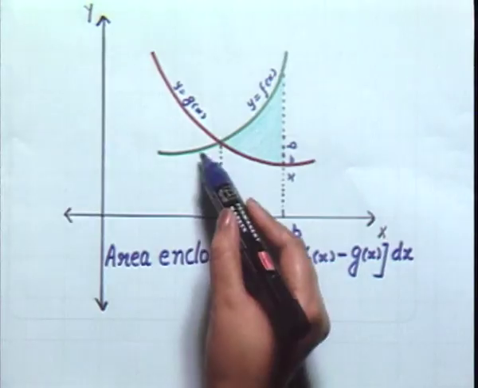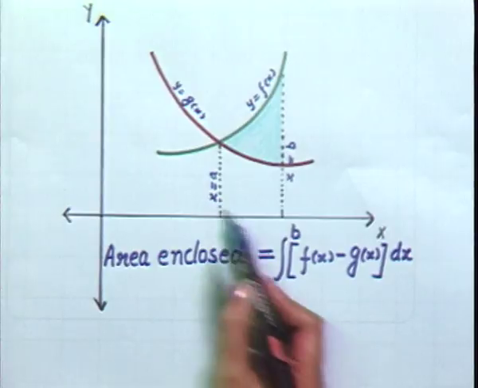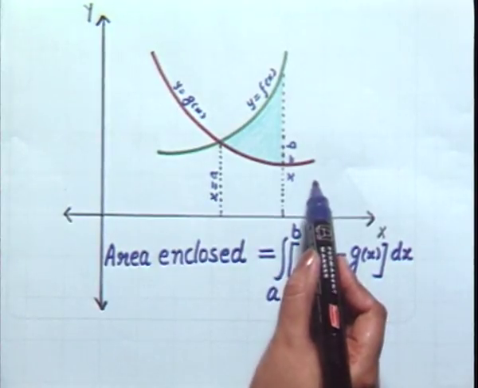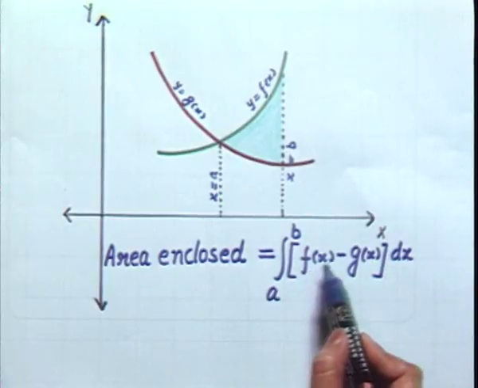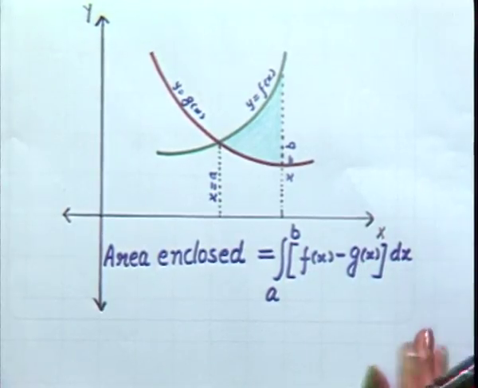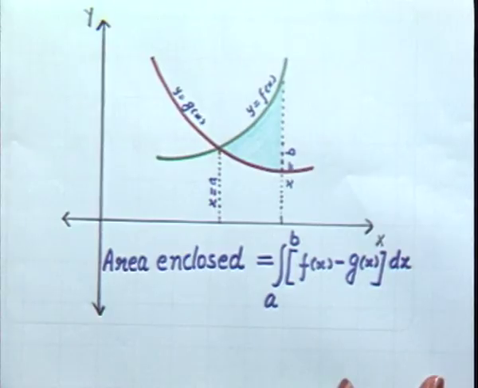That is exactly what we have as the result. The area enclosed between y = f(x) and y = g(x) is given by an integral from a to b of f(x) − g(x) dx. So, you have the integral from a to b of [f(x) − g(x)] dx, and you get the area enclosed between the curves y = f(x) and y = g(x).